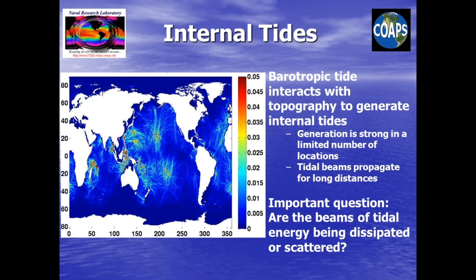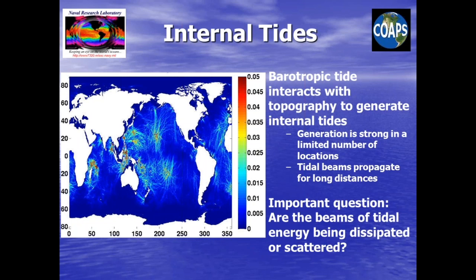And one of the things you'll notice is that there's very strong generation in patches, and those tidal energy propagate away in beams that actually travel for quite long distances. Okay. And so it was exciting to see this in the ocean model. Of course, the satellite people had actually seen it beforehand.